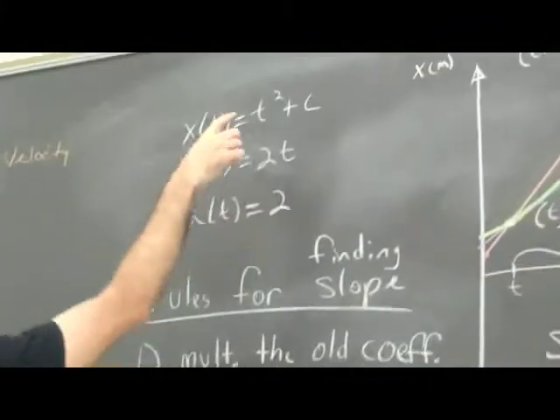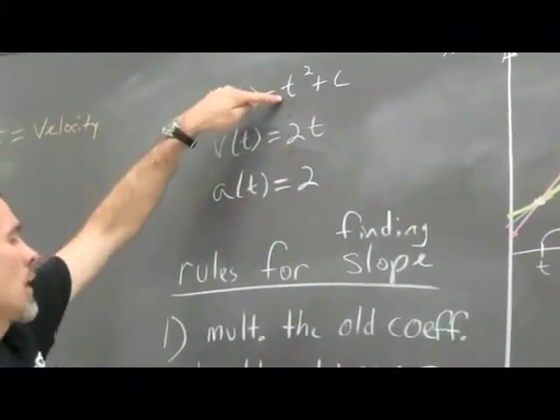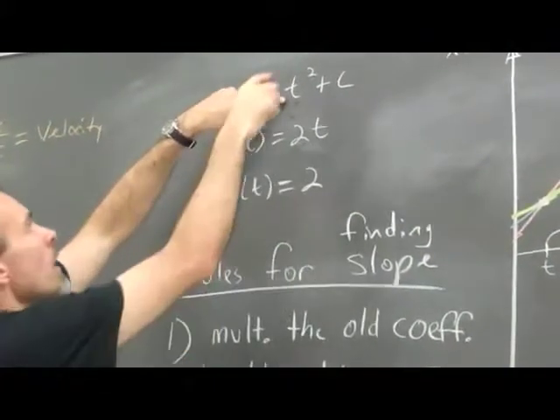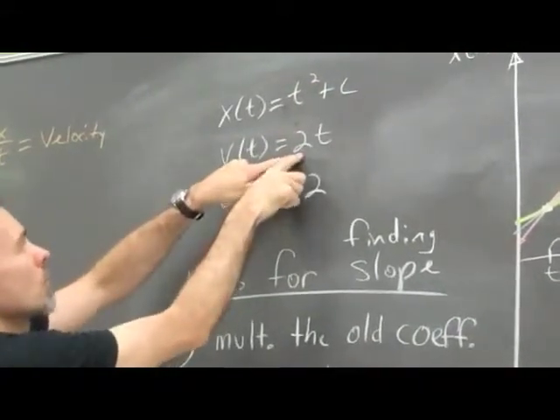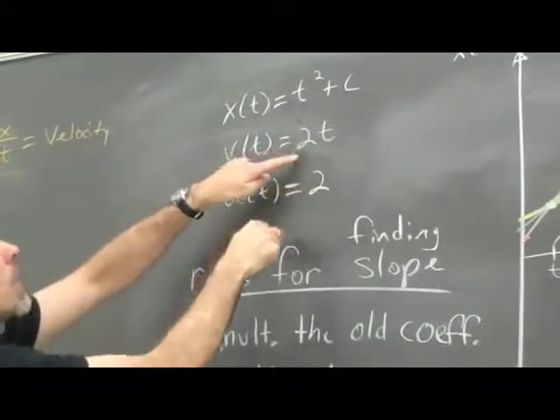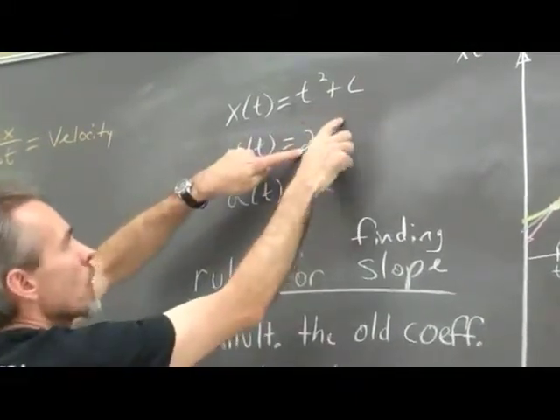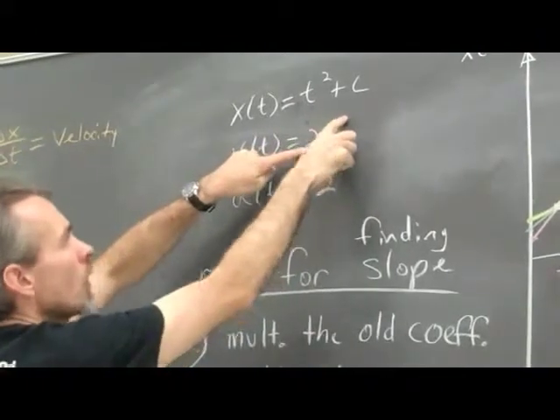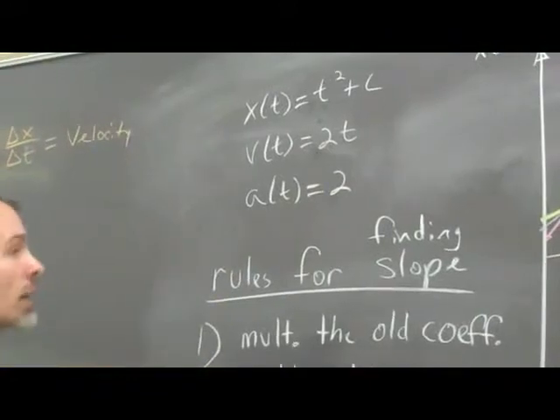Let's check that again. So I'm going to take the old coefficient, which is 1, and multiply by the old exponent, which is 2, and I'll get the new coefficient, 2. I'm going to take the old coefficient 2 and multiply it by the old exponent 1, 2 times 1, and I get the new coefficient 2. Well, that's only part of it.